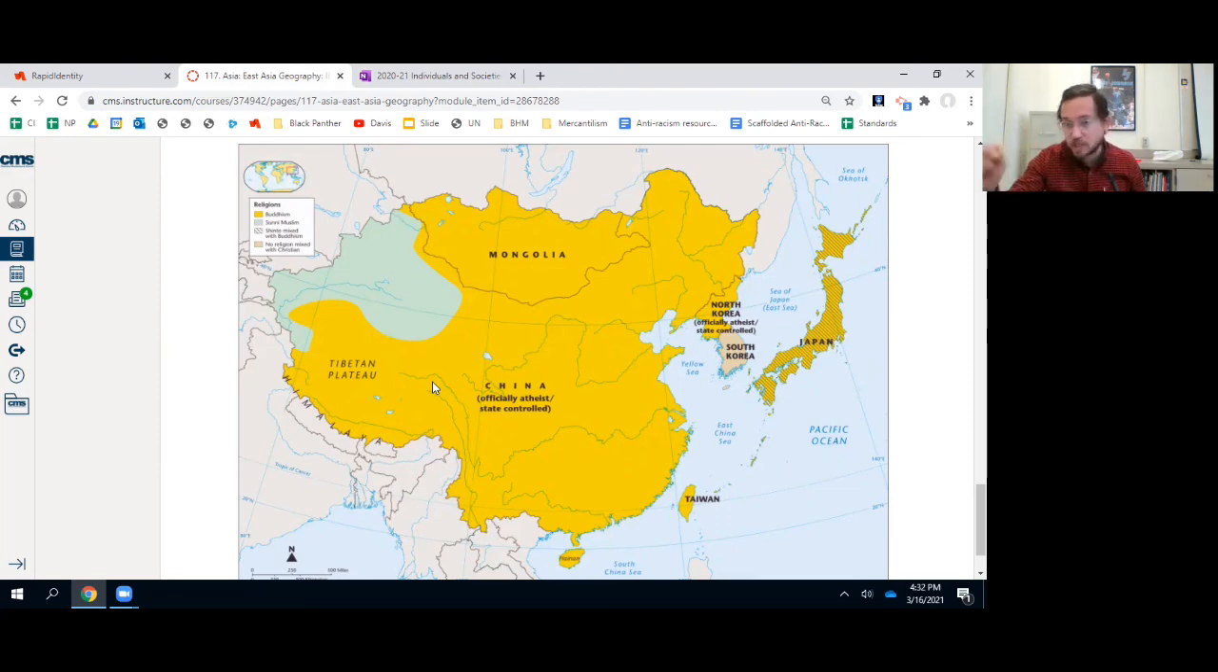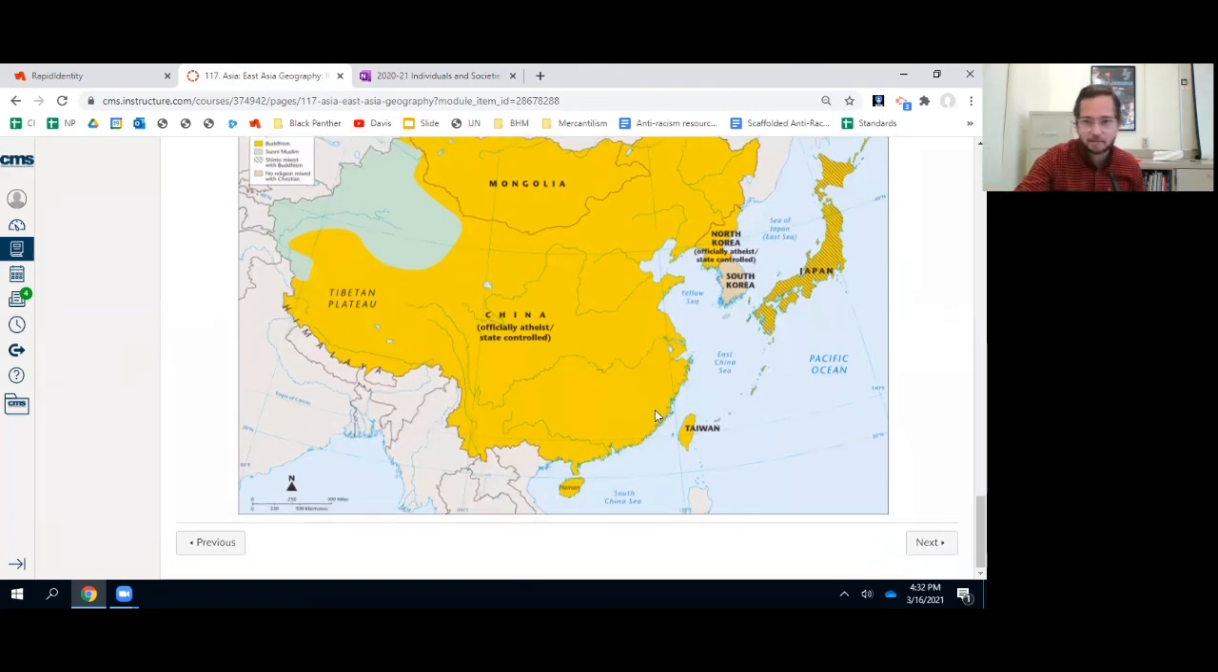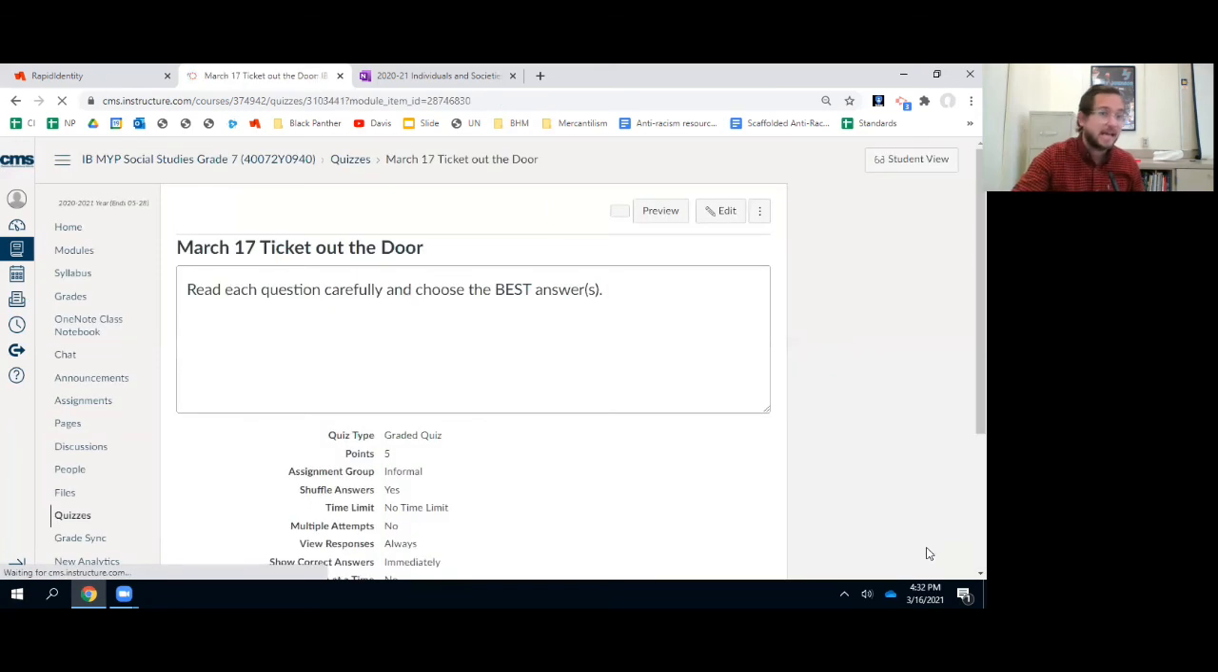So that is your job during asynchronous time to complete that organizer. And I'm going to ask specific questions on the starter tomorrow that are taken straight from that organizer, based on those maps. So if you've done quality work on page 117, you should not have an issue tomorrow with the starter. So again, ticket out the door.